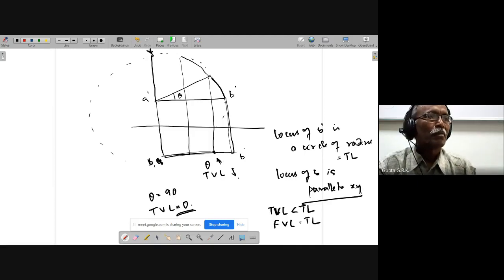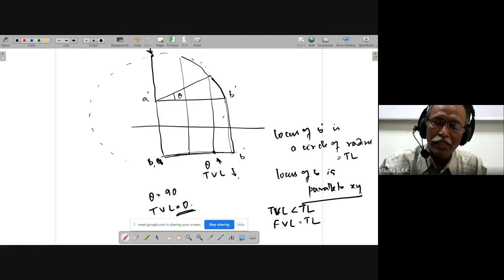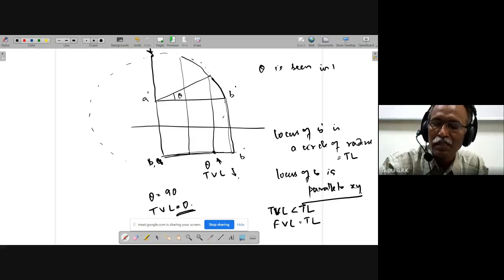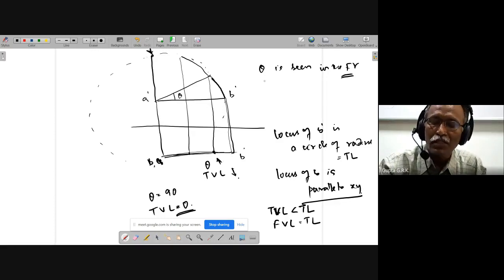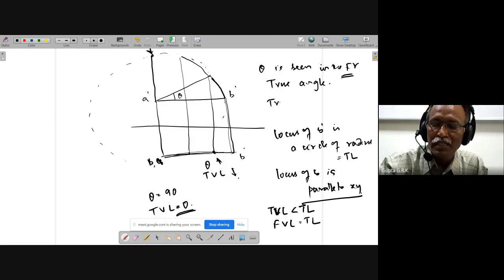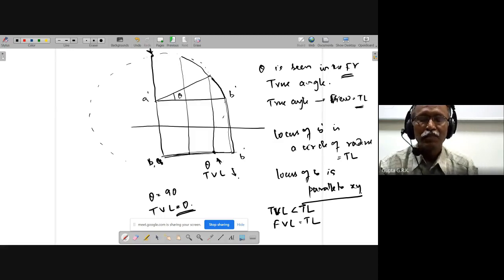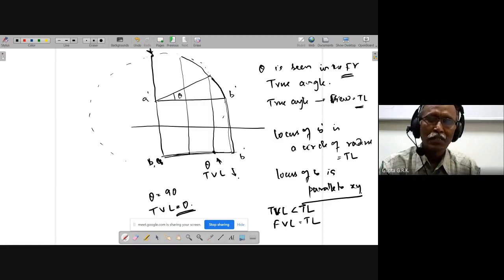Is everything clear? Yes, sir. Okay. Another thing is theta is seen in the front view. So this is also called the true angle. Later I will say why I call it the true angle. Wherever true angle is seen, that view is equal to true length.